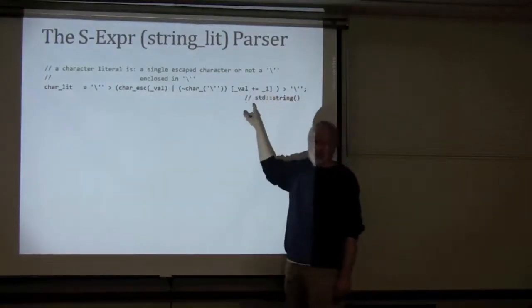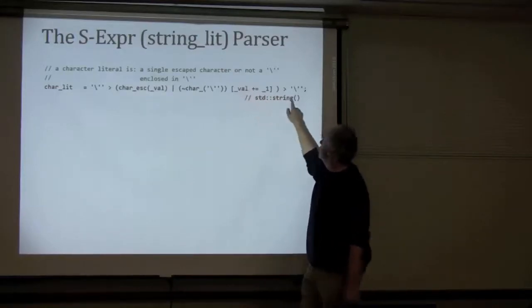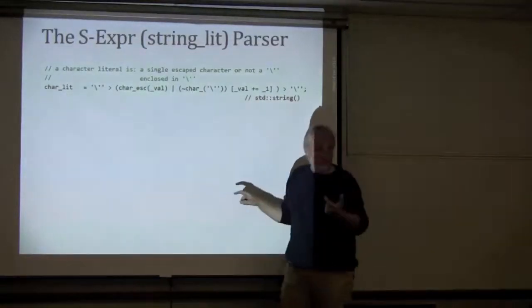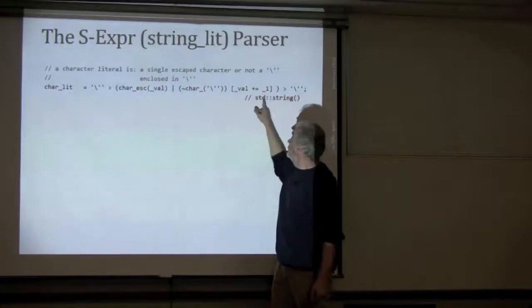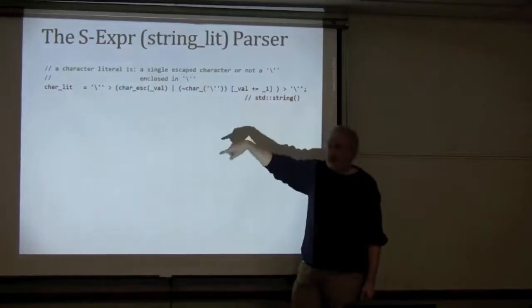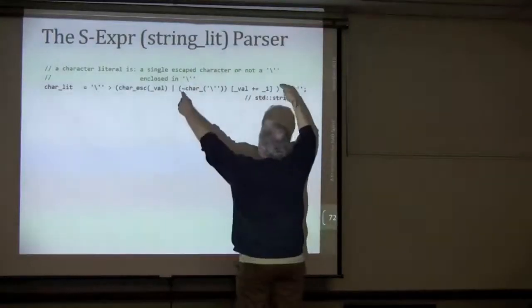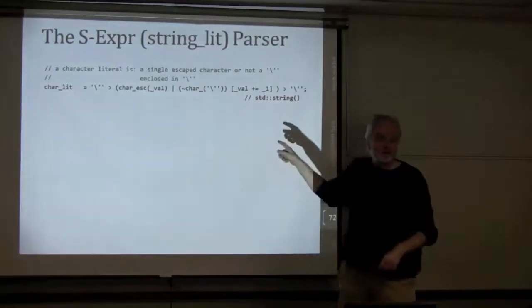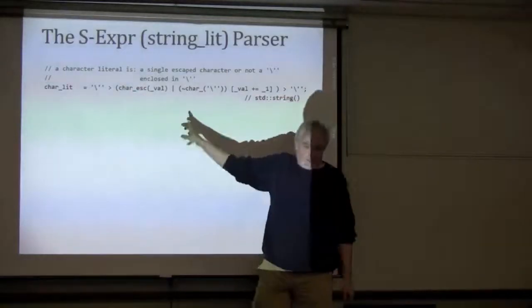And here is one of the very few semantic actions you see. Val is a std::string. _1 refers to a character. This one just invokes the normal operator plus-equals of std::string and pushes whatever it matched here into the attribute of the whole thing. So the result of that character literal, if it matches the second half, will be just the character which has been escaped, just the character inside the apostrophes. This thing we will see a bit later. I'll get back to that.